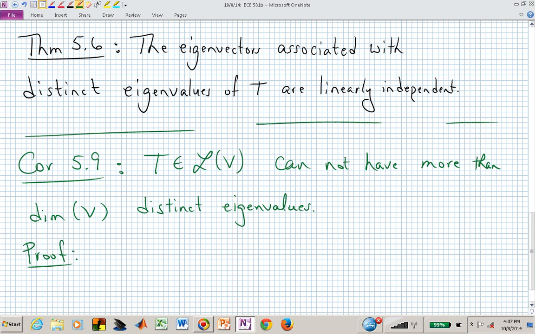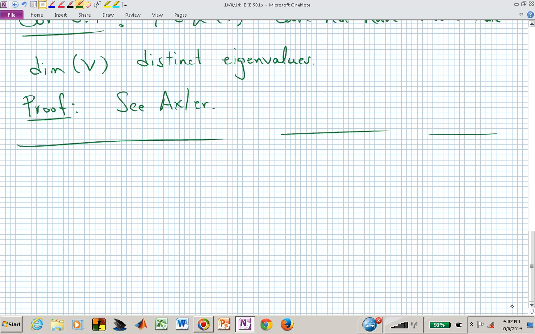For the proof, we won't do it here. That's outside the classroom. So look at the textbook for the proof of that.